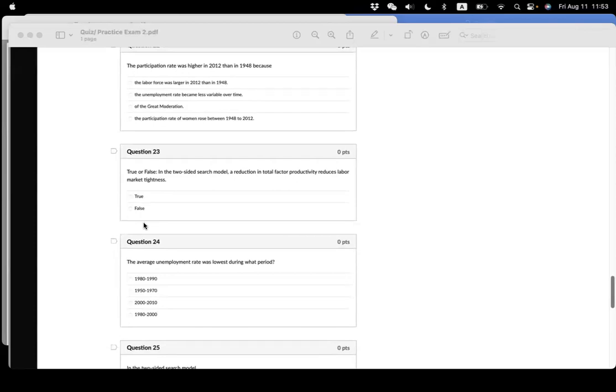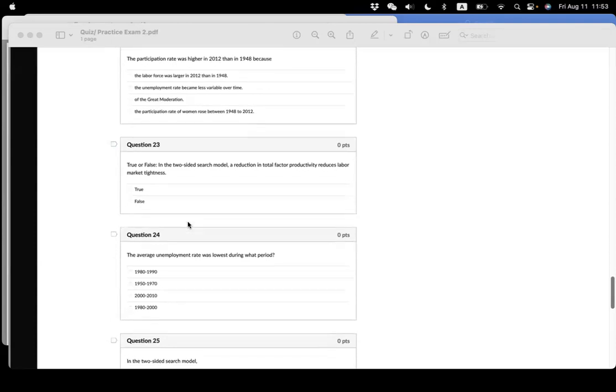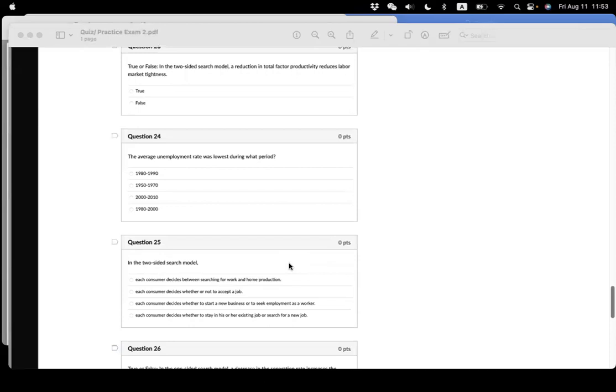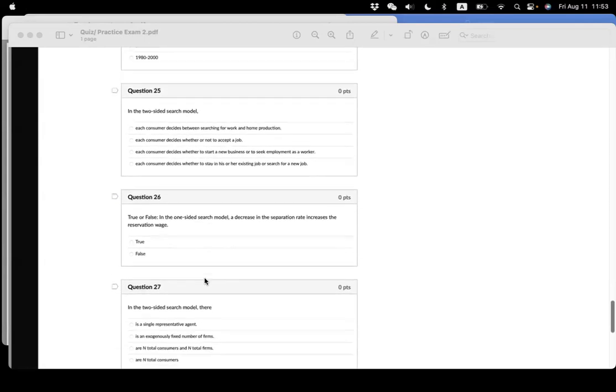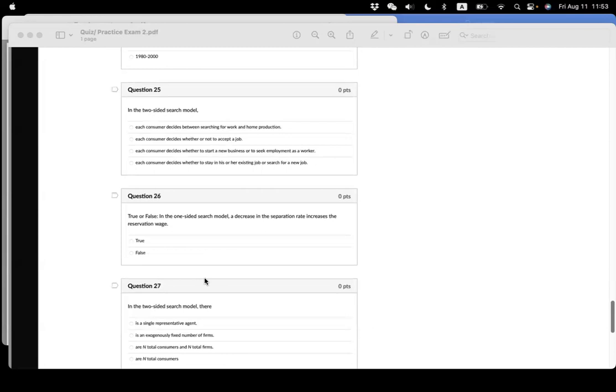In the two-sided search model, a reduction in TFP reduces labor market tightness. Yes, that's correct, because firms are going to be less willing to offer jobs. Okay. Now question 24, the average unemployment rate was lowest. So these are basic facts. So the correct answer is the second one. The second one, right? Now 25, in the two-sided search model, the correct answer is A.